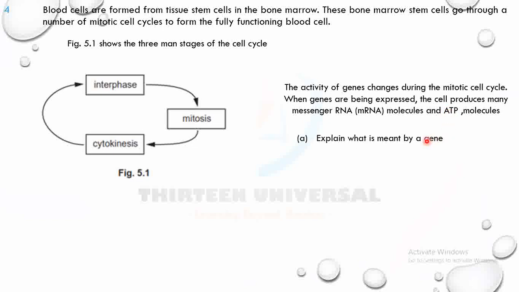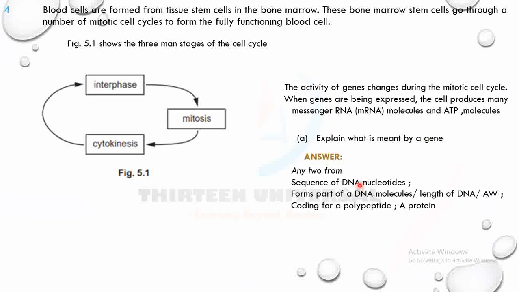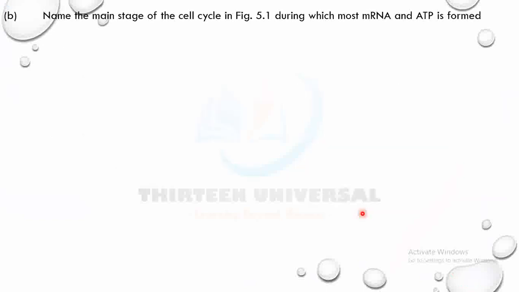Okay, pause the video. What is a gene? Pause it. A gene is a section, a length of DNA that codes for one protein, one polypeptide. Sequence of DNA nucleotides forms part of DNA, length of DNA coding for a polypeptide or a protein. 2 marks. You can see that.